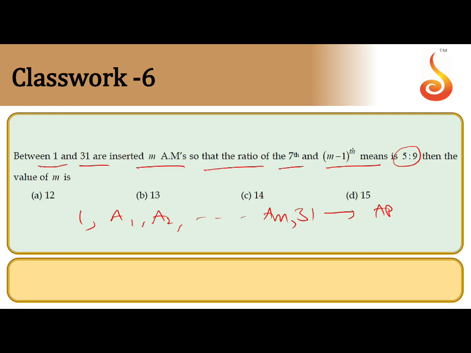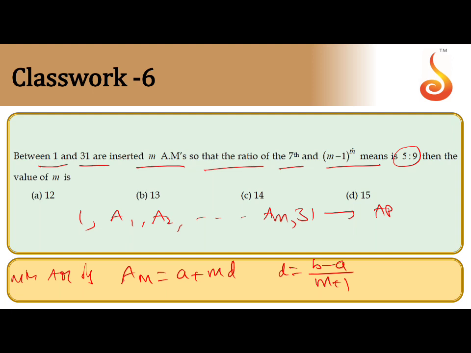So they have given the ratio of the 7th and (m minus 1)th. And what is called AM? The mth AM is A plus md. So here the D value is nothing but (B minus A) by (m plus 1). This one I explained in the concept. So how do we calculate the value of m? Using the data they have given, A7 by A(m minus 1) as 5 is to 9.